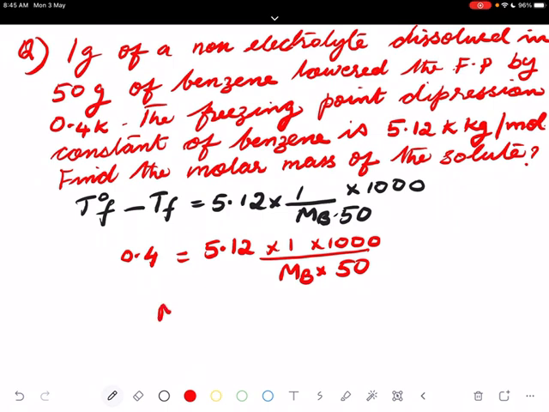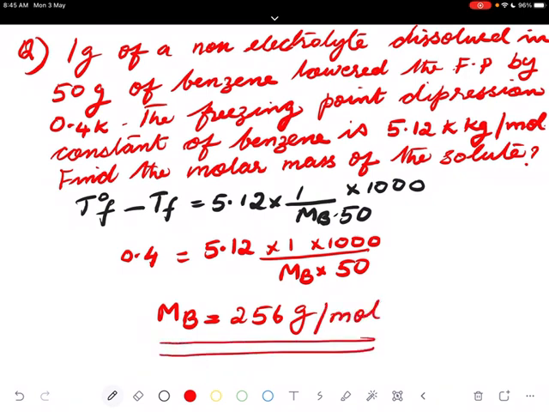So MB you will be getting as, all are in grams, this weight WB in grams, then kg per mole, all these things will get cancelled. Finally, you'll be getting it as 256 grams per mole. So mainly, this is used to find out the molar mass of the solute.